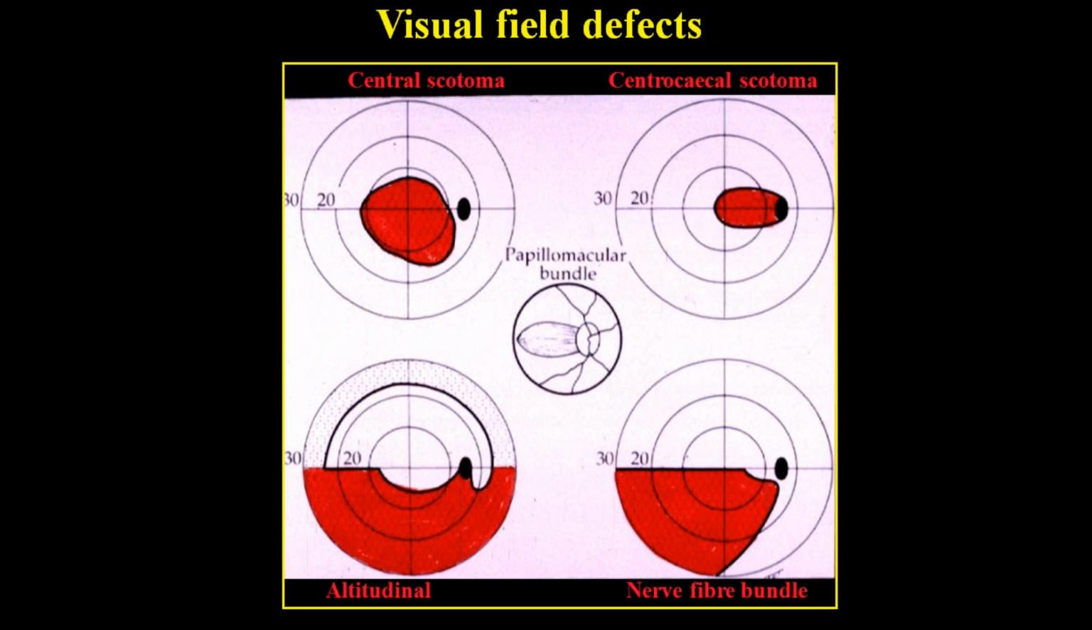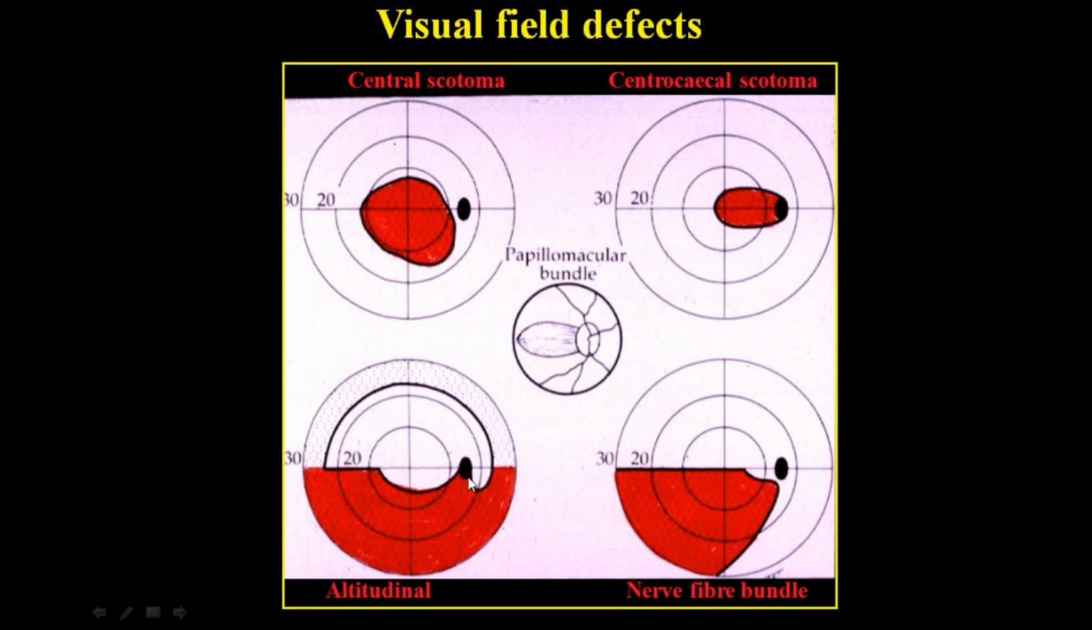So what are the different types of visual field defects the optic nerve dysfunction can cause? This is the visual field of the patient. If the central area is affected, it is called central scotoma. If the optic disc, that is the blind spot, and the central area is affected, then it is called centrocecal scotoma.